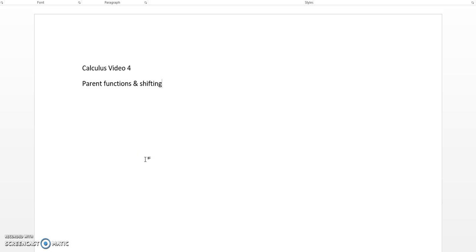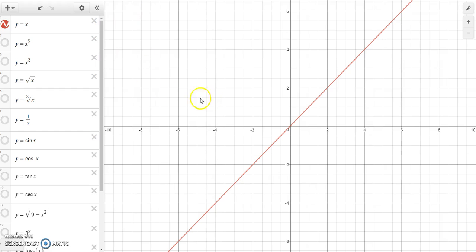Alright, so here's video 4, a quick review of parent functions and how to shift them. It will be fast. So what I have on the screen right now is just y equals x. We can shift that up, down, left, right, stretch, pull, twist. We're more often than not used to y equals mx plus b for the y-intercept form.